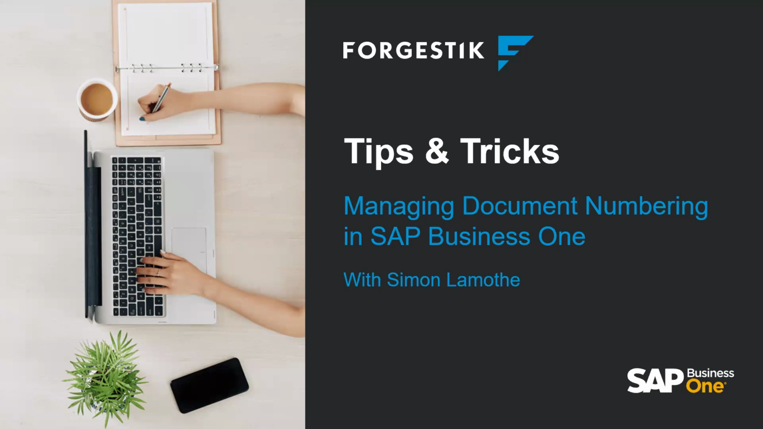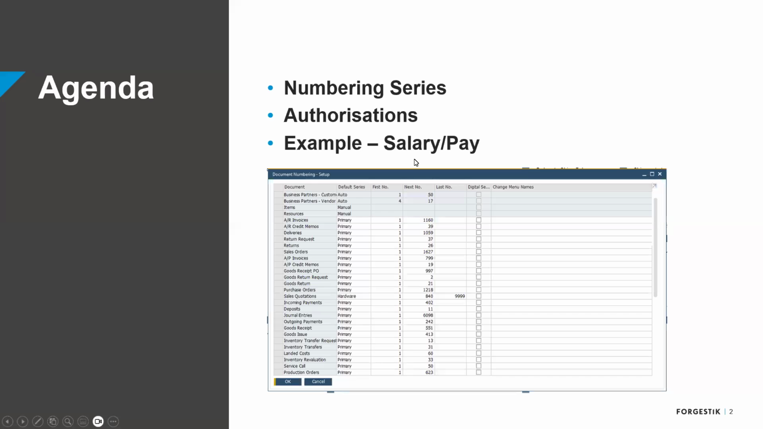Good afternoon, everyone. So today we'll cover document numbering series. Usually we cover this at the beginning of an implementation. It's normal to have a little reminder for everyone to help out. Sometimes you'll need to add some over time. So today we'll cover how to get to the document numbering form, how to apply authorization, and we'll cover a little example together.